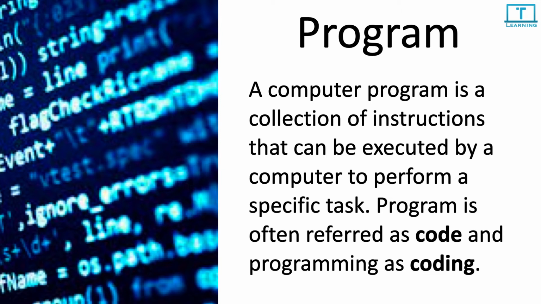Now let's define what a program is. A program is a collection of instructions that can be executed by a computer to perform a specific task. The process of making a program is called programming. But in our day-to-day life, we don't usually use the terms like program and programming. Instead, we say code for a program and coding for programming.